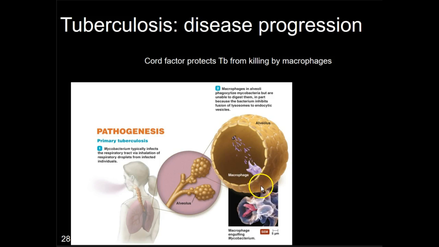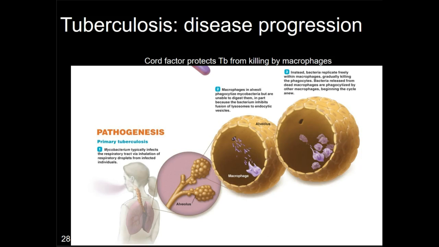It comes in contact with the macrophage, and here's a very nice picture of a macrophage phagocytizing some mycobacteria. The macrophage phagocytizes mycobacteria, but cannot break them down because the bacteria inhibits fusion of the lysosome to endocytic vesicles. And so these bacteria that would normally be killed by the alveolar macrophage are now able to survive within the macrophage and start replicating. The bacteria replicate freely within the macrophage, eventually killing the macrophages. The bacteria are then released from the dead macrophage to be phagocytized by a new macrophage in which it replicates and begins the cycle anew.